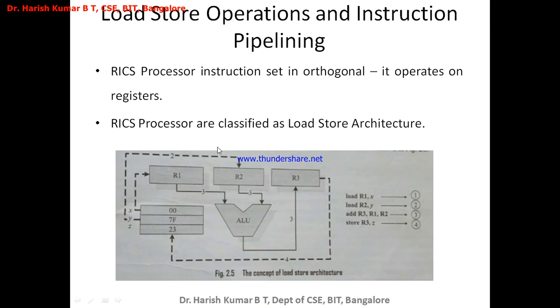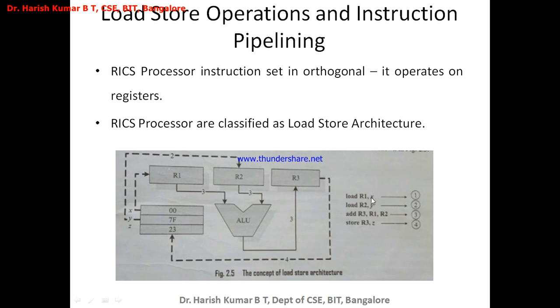Only the CISC processors will come under the class of register memory architecture, but RISC processors come under the load and store architecture, because the data processing can be done only if the data is present inside the register. And how to get the data to the register? It is possible only through the load and store instructions. This is a simple example. Now I have an example here.